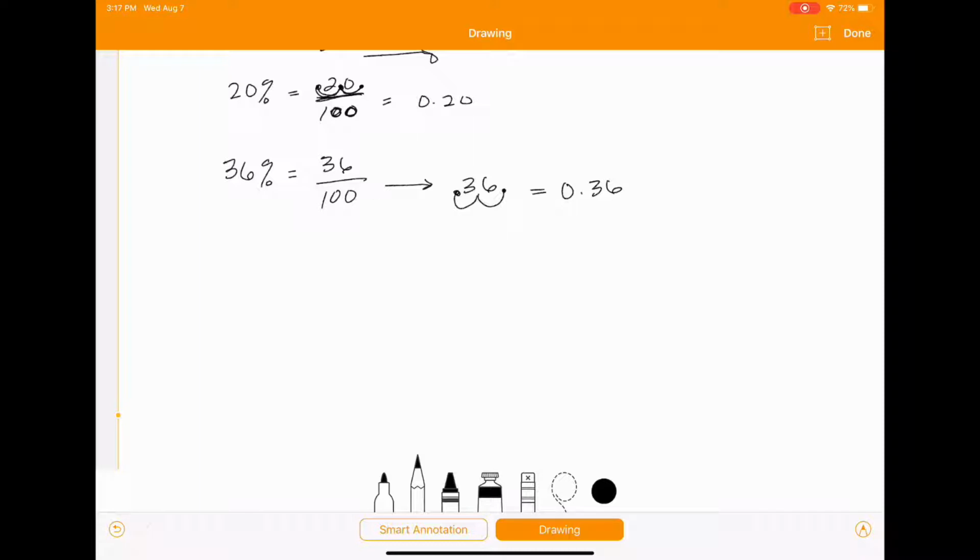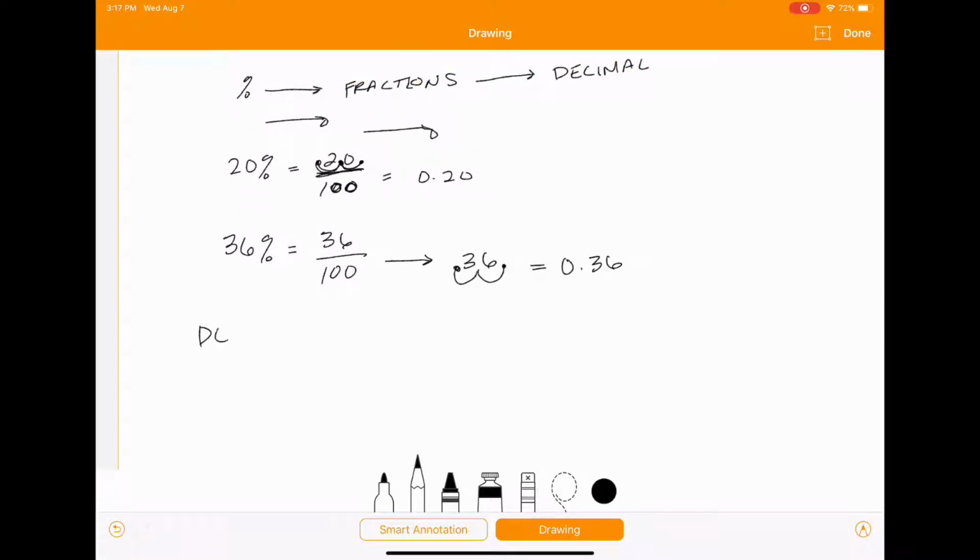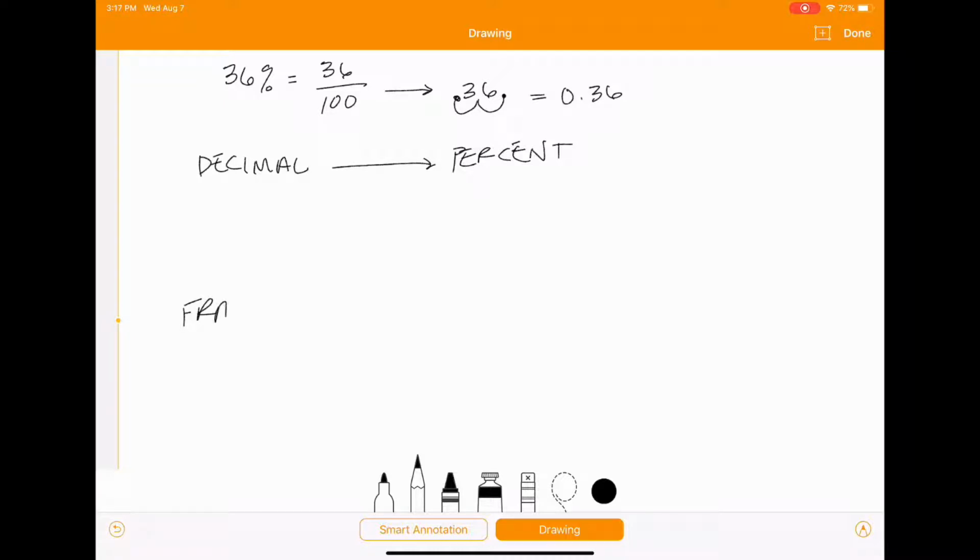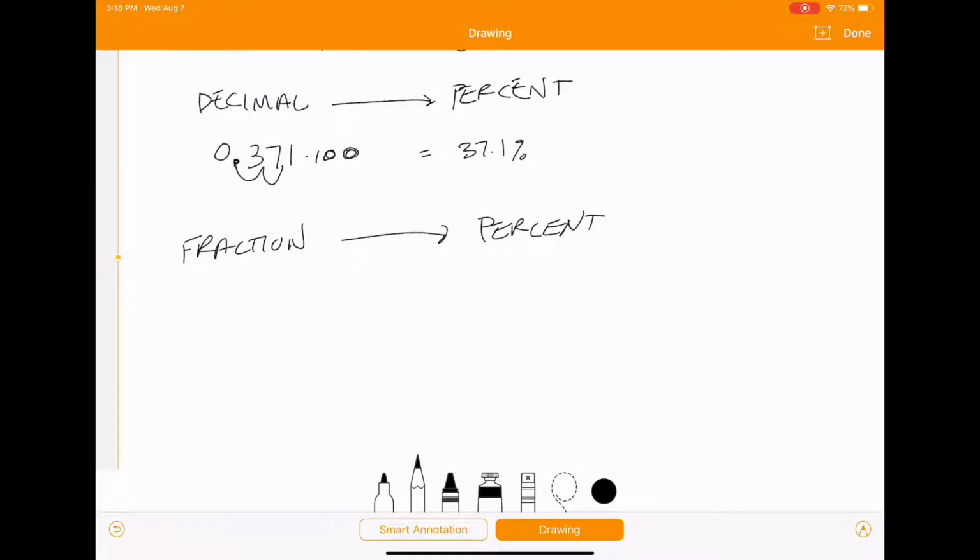Now, if you want to go the other direction, so say you've got a decimal, and we're going to go back to a fraction. Well, you can just go straight from a decimal to a percent, and then from a fraction to a percent. So say we've got 0.371. To get it to a percent, you multiply your decimal by 100. So 2 zeros, and you're multiplying, so you move your decimal 2 places to the right, 1, 2. So that's going to be equal to 37.1%. Now, if you have a fraction and you want to get to a percent, this is where it gets a little bit trickier, not by much.